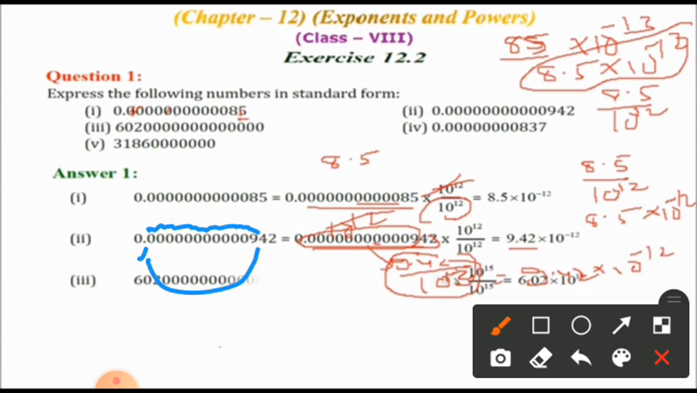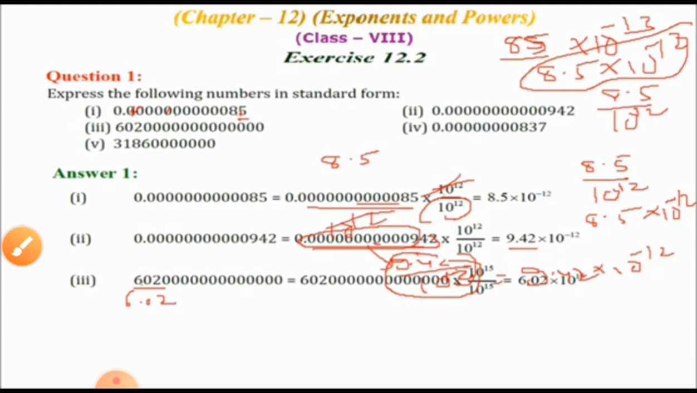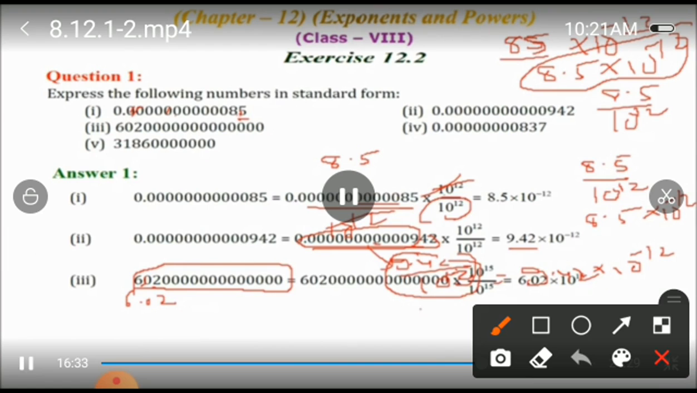Is it correct? Look at the third one, or you can draw yourself also. Okay, I remove this one. Third one is also there. 6.2. Now is the main thing. My decimal point is lying here after the 0.